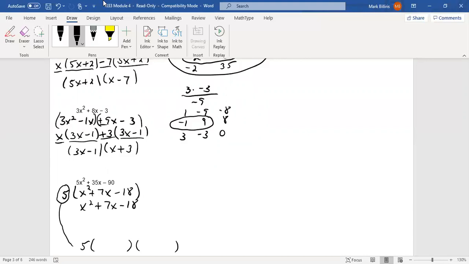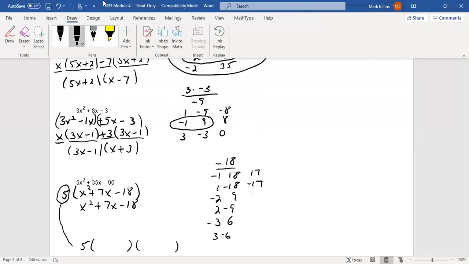And hopefully you said, oh, my leading coefficient is 1, so I can use my shortcut. So I multiply 1 times negative 18, and I get negative 18. Now I'm going to write down the factors of negative 18. So negative 1 times 18, 1 times negative 18, negative 2 times 9, 2 times negative 9, negative 3 times 6, and 3 times negative 6.